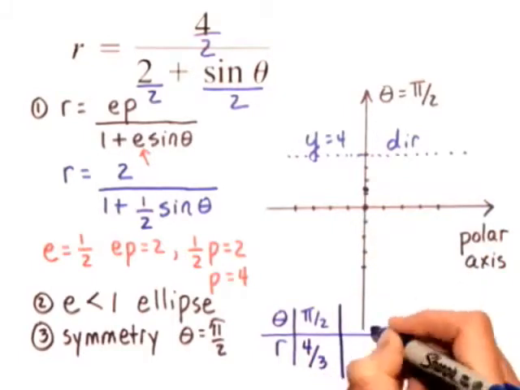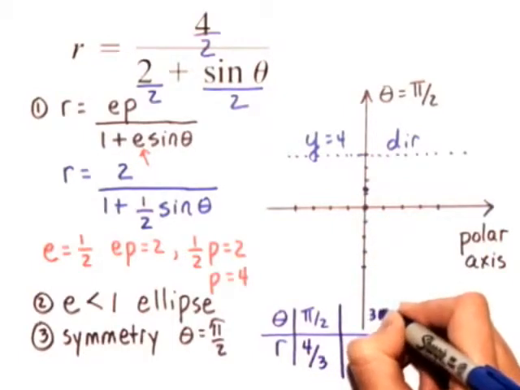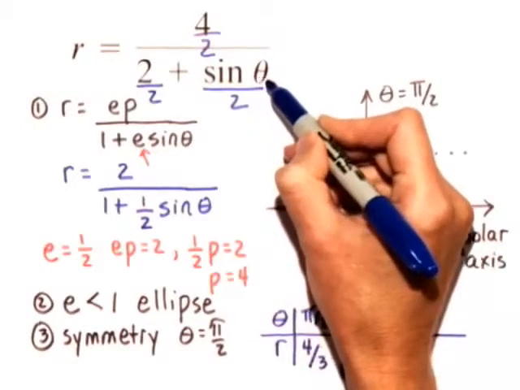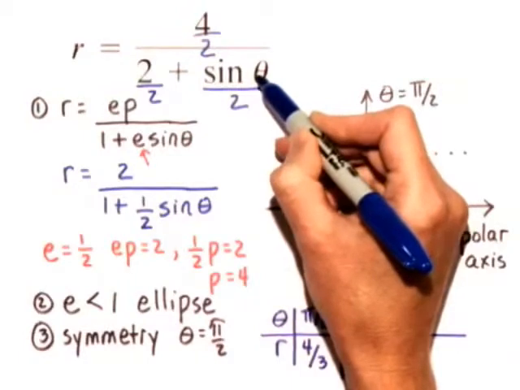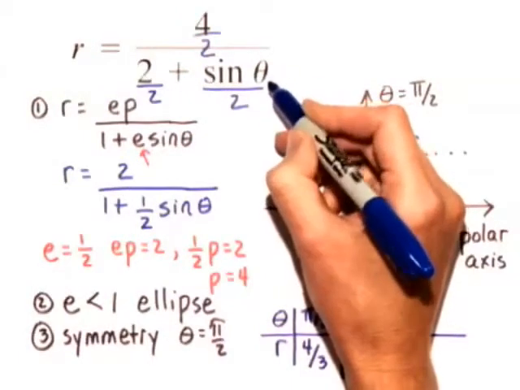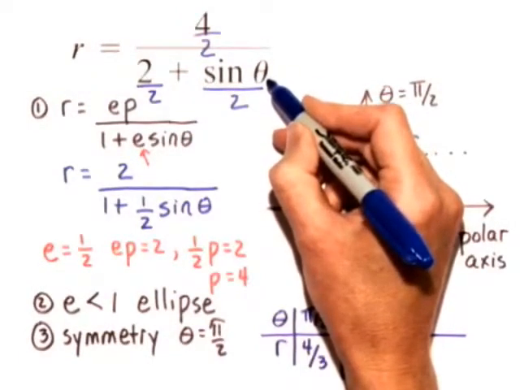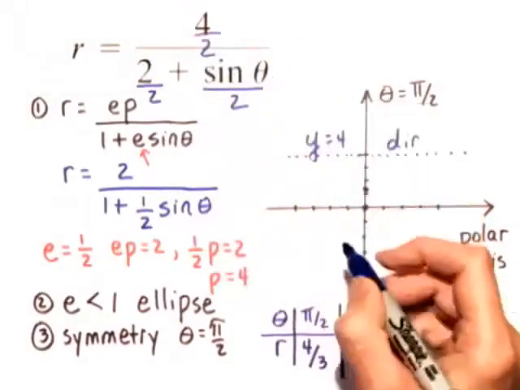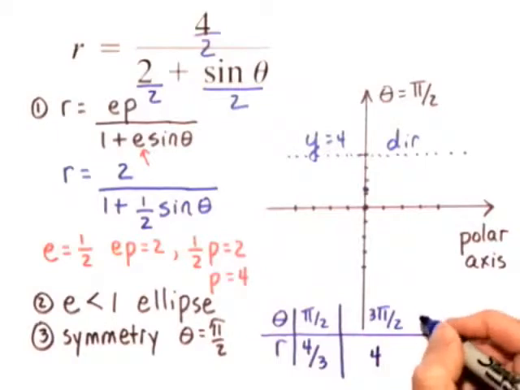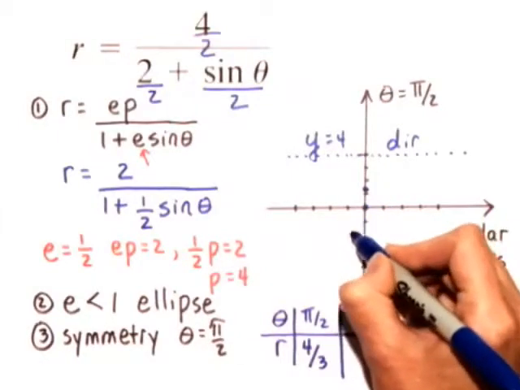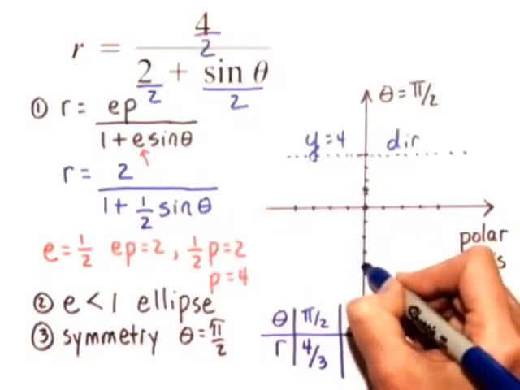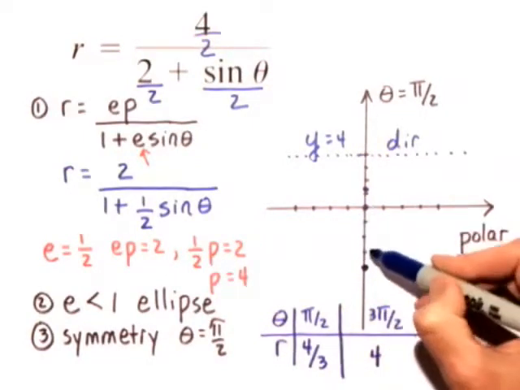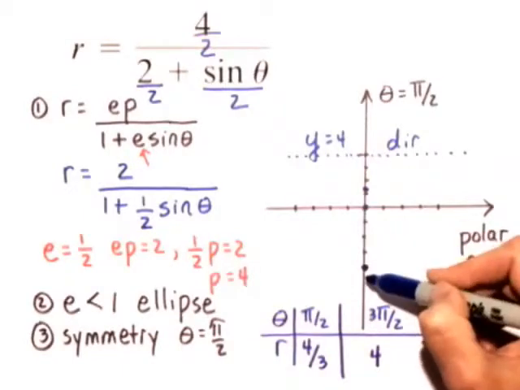Let's also let theta equal 3 pi over 2. In this case, when we substitute 3 pi over 2 in for theta, we get that the sine of 3 pi over 2 is -1. So we have 4 over 2 minus 1, or 4 over 1, which gives us a value of 4. So when theta is 3 pi over 2, we have a value of 4 for our r. So therefore, we now have our two vertices on our major axis.